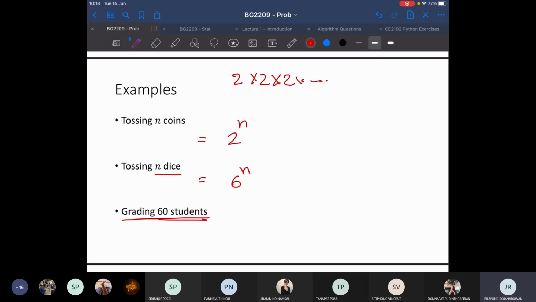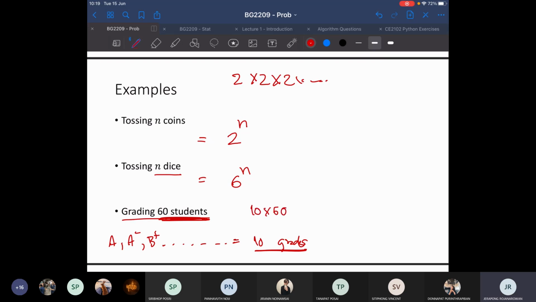Grading 60 students. At the end of the semester, I have to give you guys 1 grade, right? It's going to be A minus, B plus, and so forth. I don't know how many. I'm not going to count them. Let's say I have 10 grades. It's not important. How many ways can I do it? I'm going to give you 3 answers.